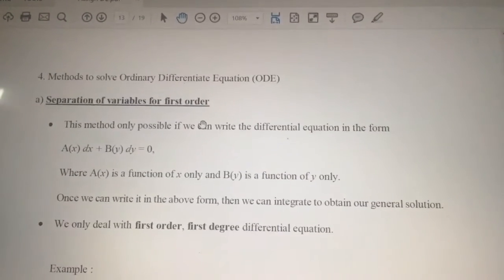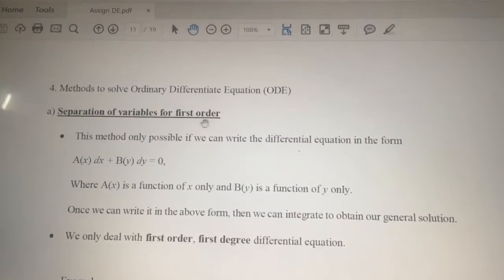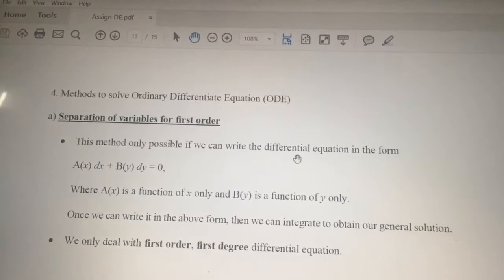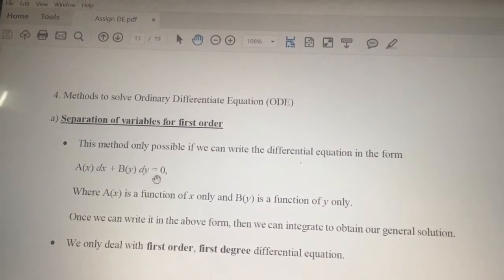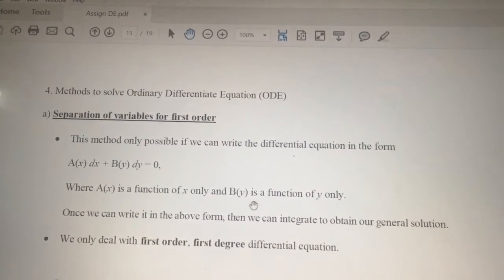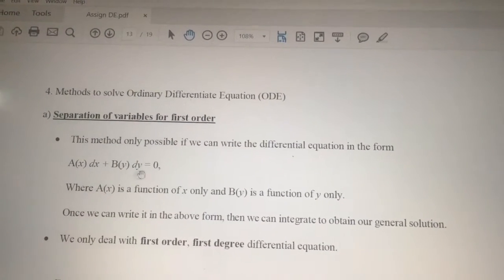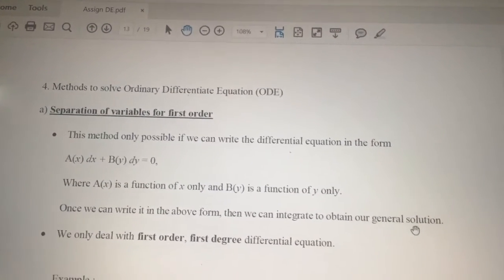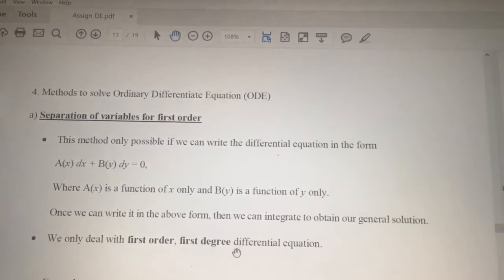Number 4 is the methods to solve ODE. The first method is separation of variables for the first order. This method is only possible if we can write the differential equation in the form of a(x) dx plus b(y) dy equal to 0, where a(x) is a function of x only and b(y) is a function of y only. Once we can write it in the above form, then we can integrate to obtain our general solution. We only deal with first order, first degree differential equations.